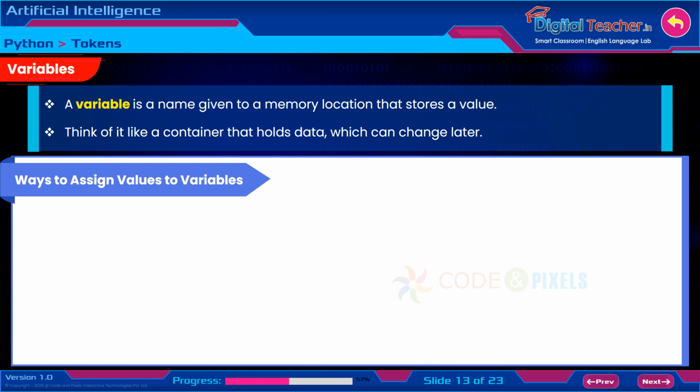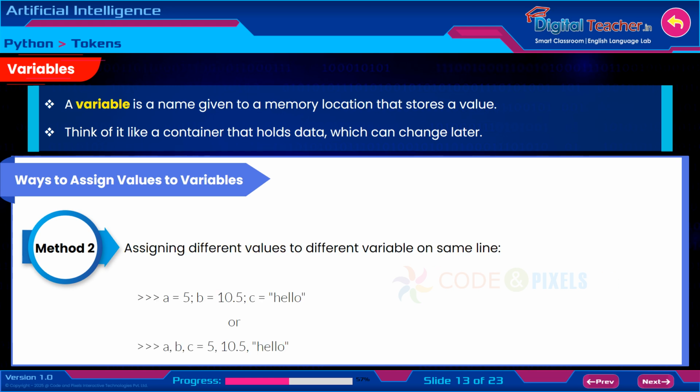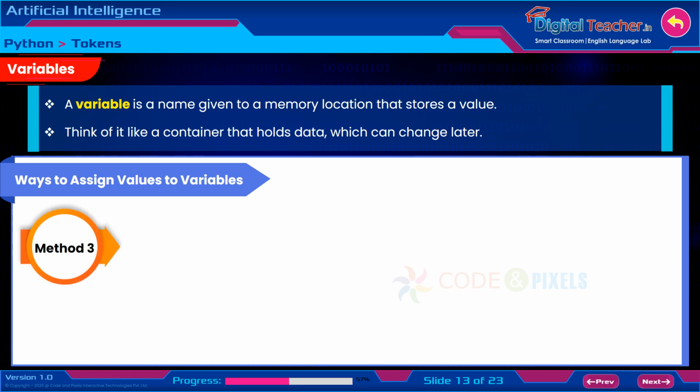Ways to assign values to variables. Method 1: assigning different values to different variables on different lines. Method 2: assigning different values to different variables on the same line. Method 3: assigning the same value to many variables on the same line.